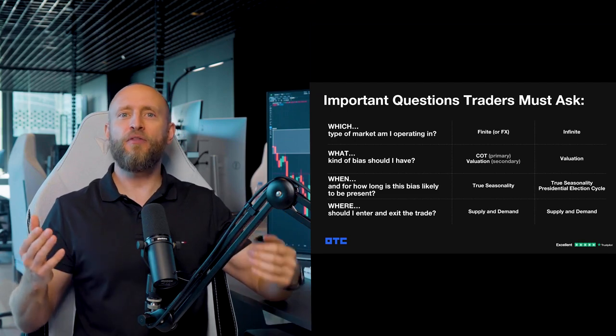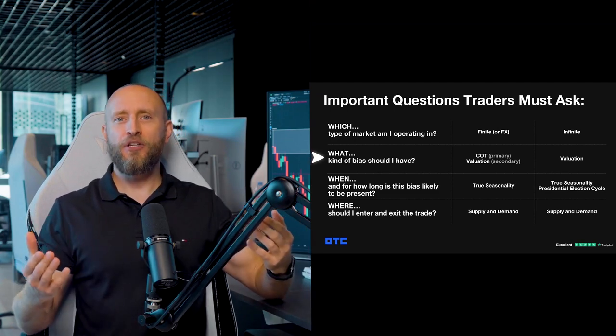The forex market deserves a special mention here. Though it is technically classified as an infinite market, since you can literally create endless amounts of money, we treat it like a finite market when it comes to the application of our indicators.